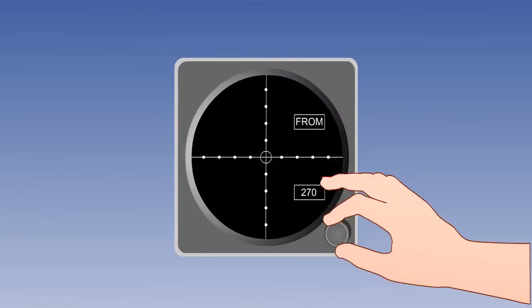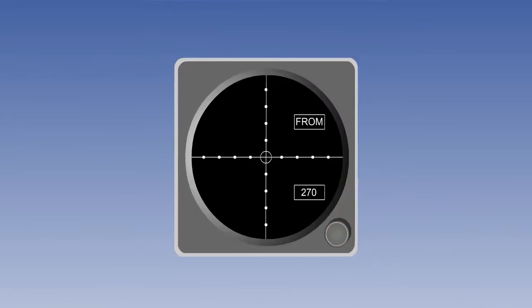As we turn the OBS slowly to set 270, the needle comes to the centre of the dial, which means that the aircraft is on the 270 radial from the VOR. We could have turned the OBS in the other direction. It makes no difference, except that it is the longer way round from 130 to 270.